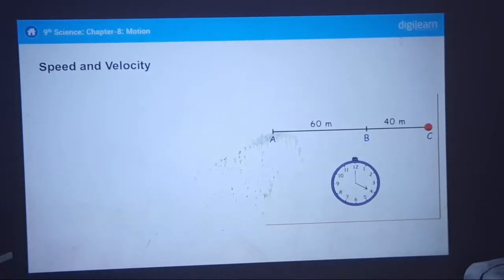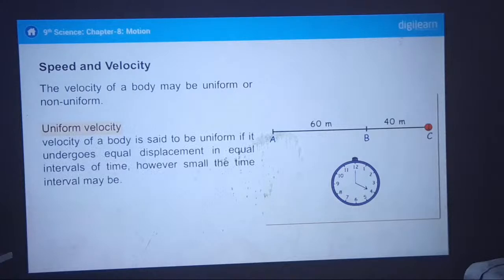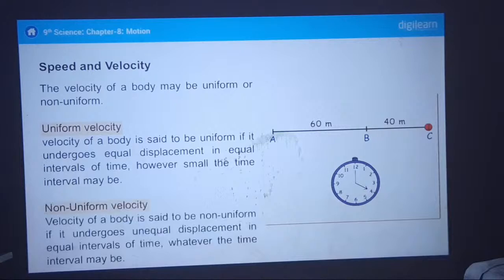Speed and velocity. The velocity of a body may be uniform or non-uniform. Uniform velocity. Velocity of a body is said to be uniform if it undergoes equal displacement in equal intervals of time, however small the time interval may be. Non-uniform velocity. Velocity of a body is said to be non-uniform if it undergoes unequal displacement in equal intervals of time, whatever the time interval may be.